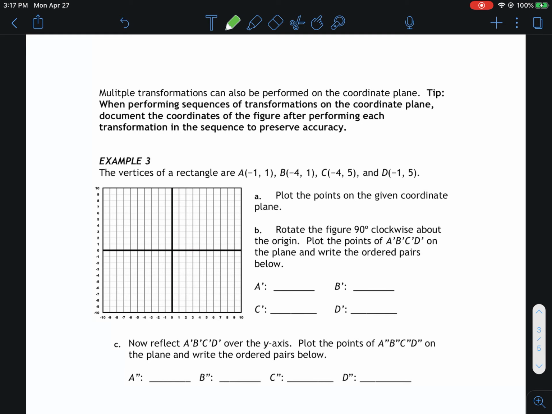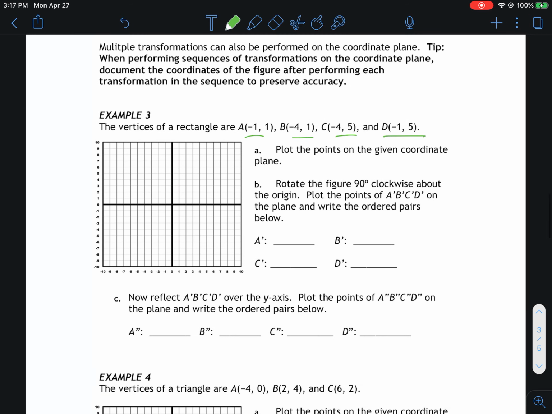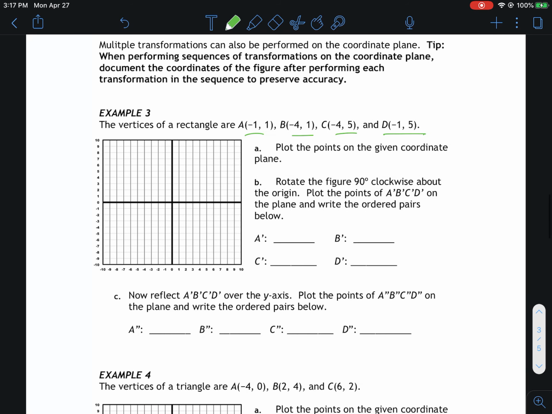All right, here we are going to perform multiple transformations. So my advice for you is once I go ahead and graph the rectangle A, B, C, and D, go ahead and pause this video and complete parts B and C. Now, if you need a little more help, you can obviously go through it, but try to pause it before I actually give you the answer. That way you'll be able to try it on your own as well.